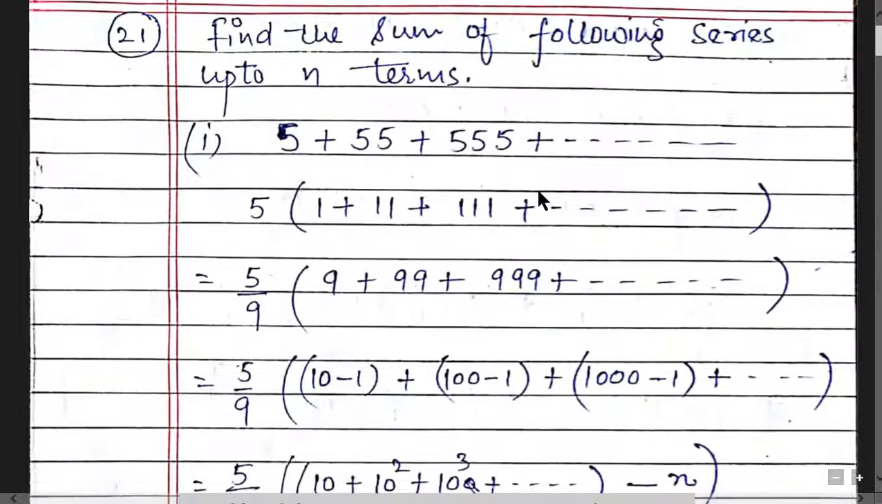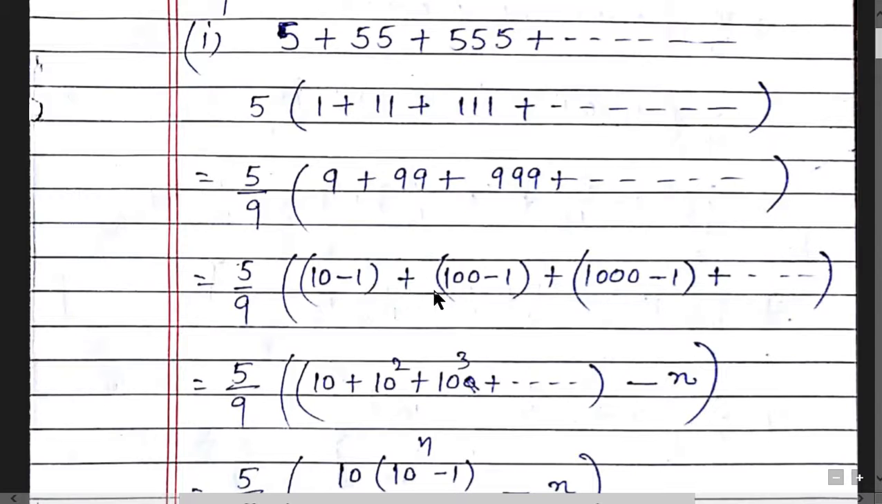Maybe there will be some difference in the statement in the final examination. In place of 5, maybe 6, maybe 7, maybe 8, and you have to take this number common. If this number is other than 9, then multiply and divide by 9, and now 9 can be converted into 10 minus 1, 100 minus 1, 1000 minus 1. In this way you can generate the series.